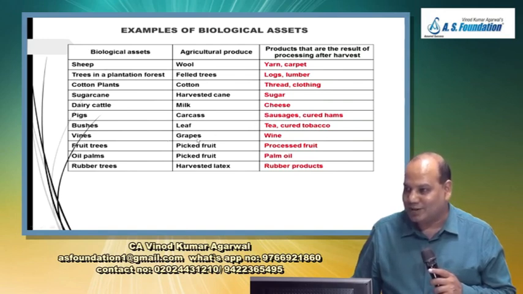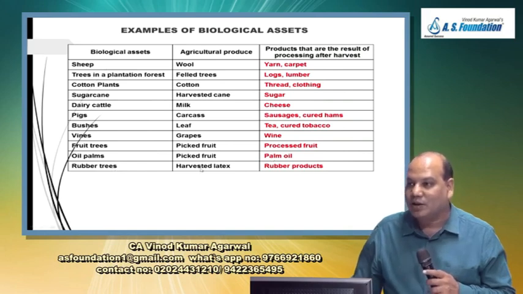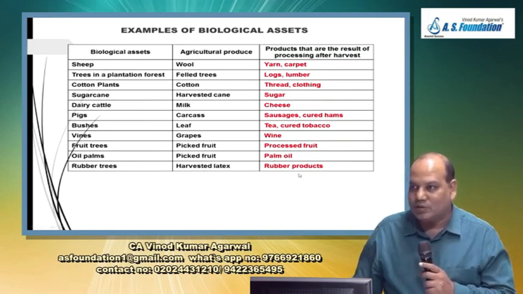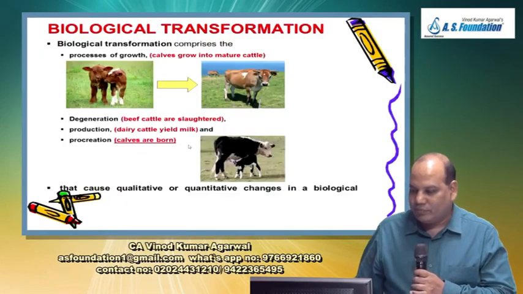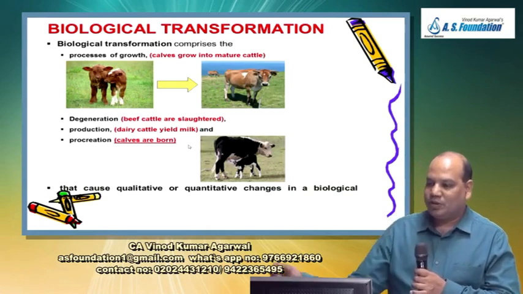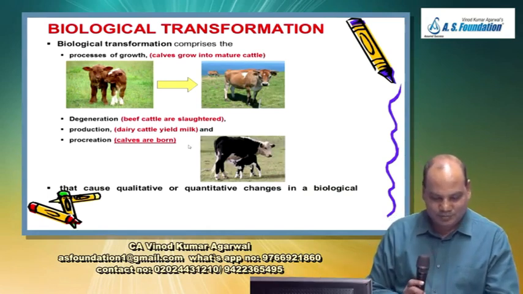Vines, grapes, yes. But the wine, which comes in a packed bottle, no. Fruit trees and picked fruit, yes. But the jam and jelly, no. Ice cream, no. Oil palms, picked fruit, yes. Palm oil, no. Rubber trees and harvested latex? Yes. Rubber products? No. Understood? Partly. Now let us see the meaning of biological transformation.